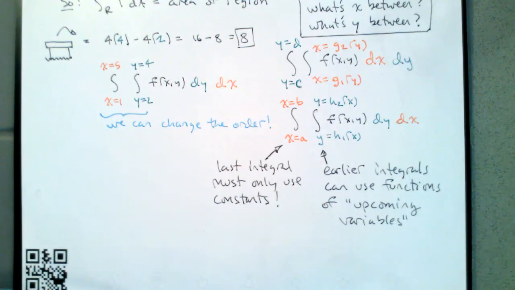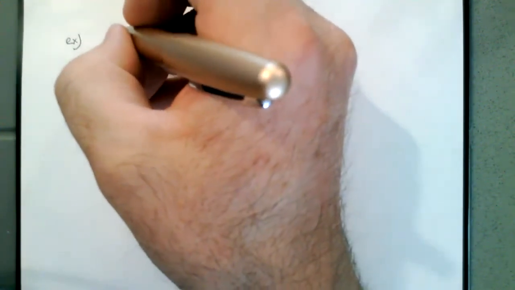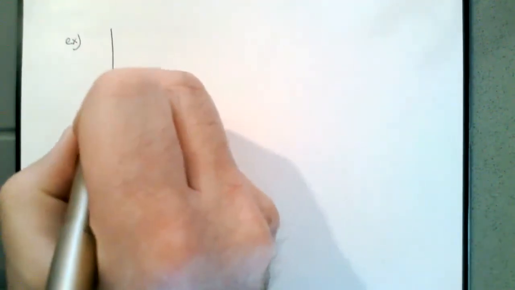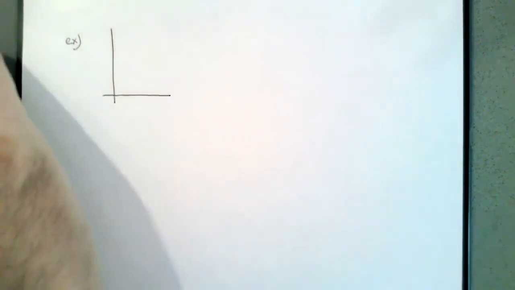Let's take a look at some variations of this, because we're going to start with a rectangle, and then we're going to start messing with the rectangle. And we're just going to set up double integrals. Remember, what's x between, what's y between, in whatever order happens to be convenient for us. So let me start with a region that is just a rectangle.